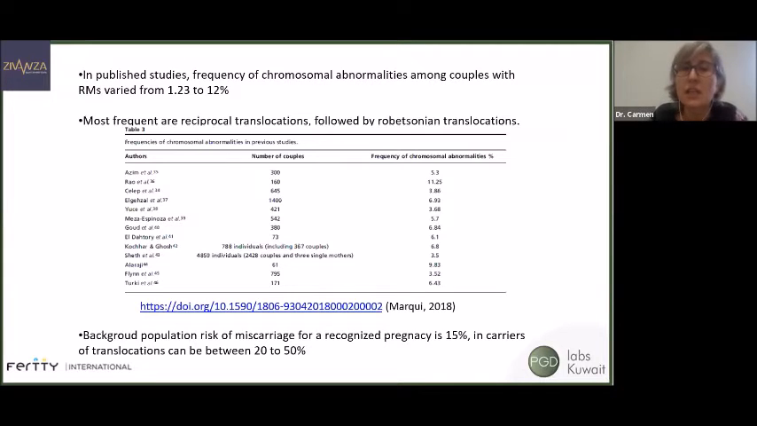In published studies, we saw that the frequency of chromosomal abnormalities in couples with recurrent miscarriages can be as high as 12%, and more or less all the published works are finding a similar number. The general population risk of miscarriage for a recognized pregnancy is established at around 15%, but in carriers of translocation, this risk of miscarriage can be as high as 50%.